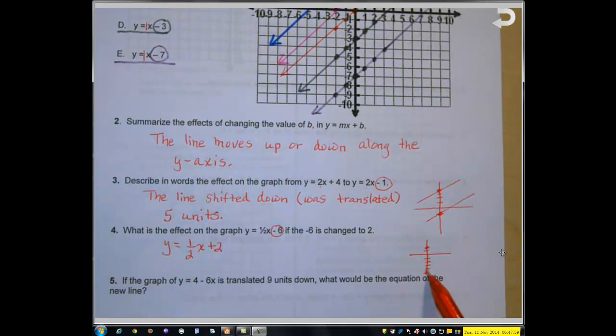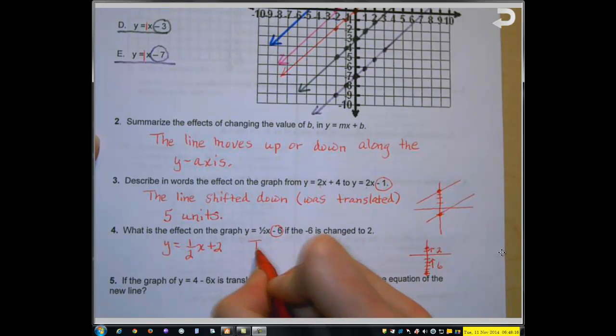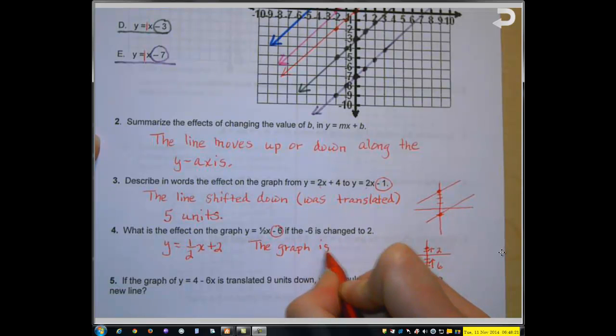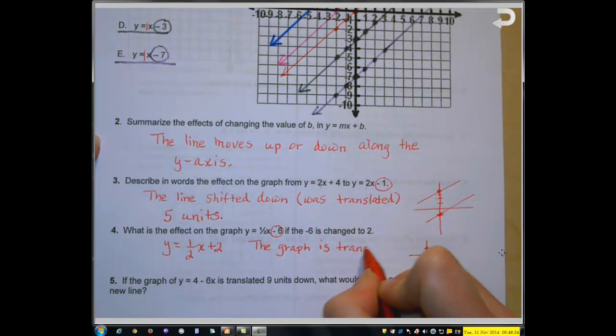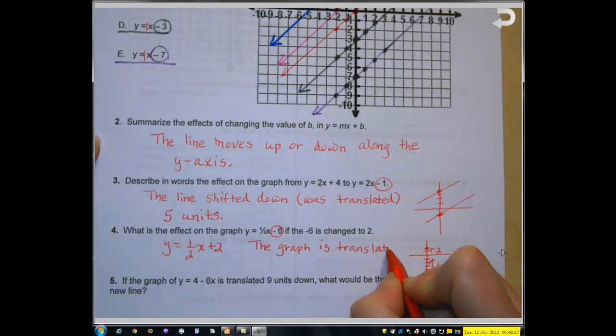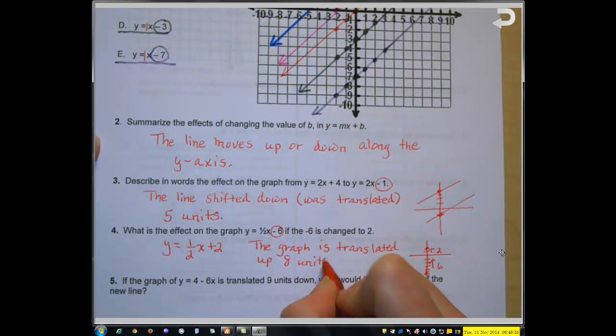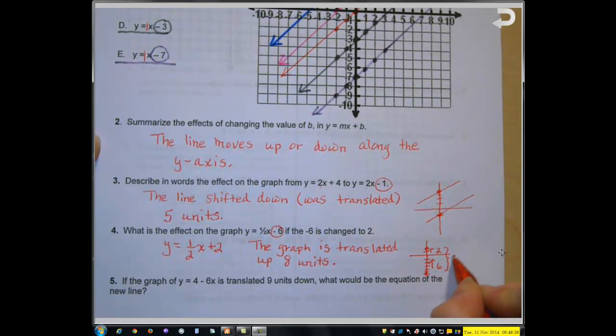So the graph is being translated up. How many units is it being translated up? Well, we have to go up 6 to get to 0, and then we have to go up another 2 to get from 0 to 2. So we can say that the graph is translated up 8 units, because we're going up a total of 8 units.